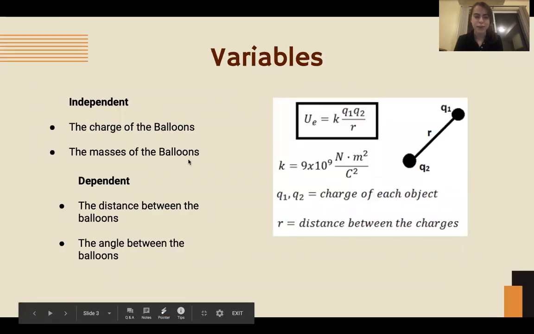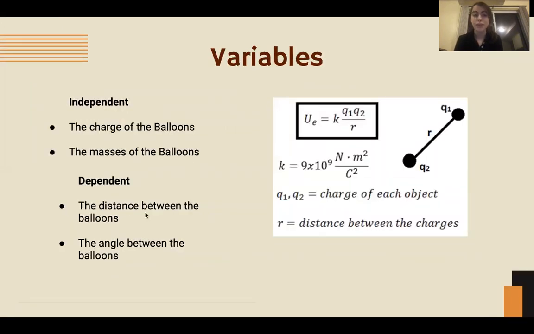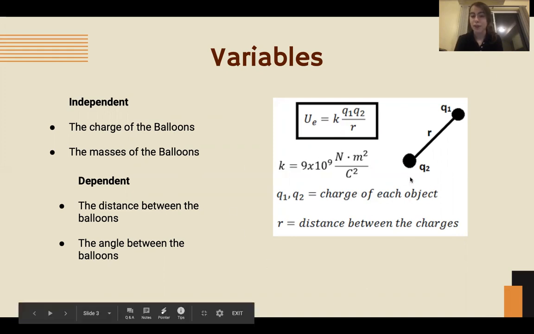So let's talk a little bit about the variables. We determined the independent ones to be the charge and the masses of the balloons, and the dependent ones to be the distance and the angle between the two balloons. To our right, we have a couple of defined variables as well as some equations we used in our calculations.